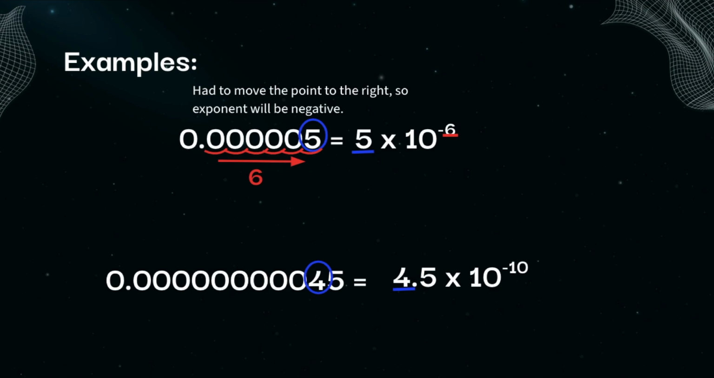And now we have to move the decimal point 1, 2, 3, 4, 5, 6, 7, 8, 9, 10 places to the right. Yeah, so the exponent will be negative and it would be 10. So hopefully this gave you guys a little more understanding on how to convert numbers into scientific notation.